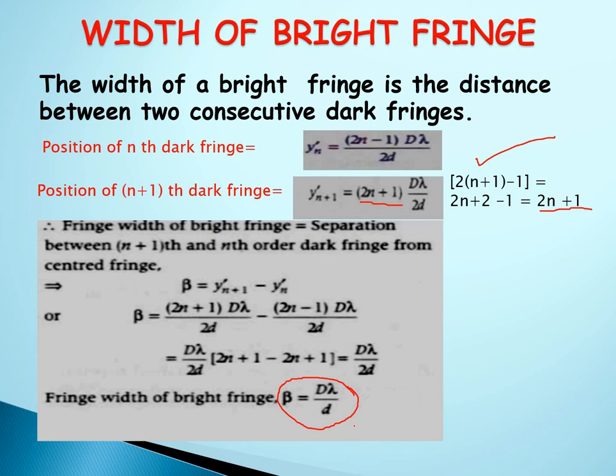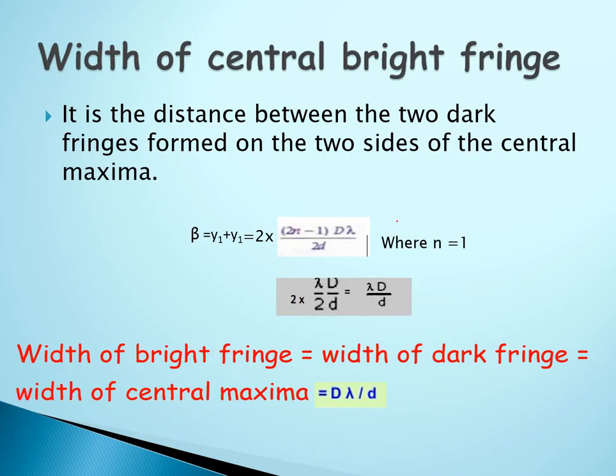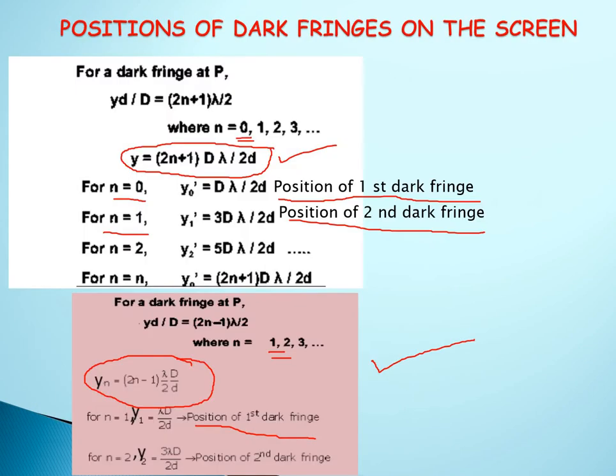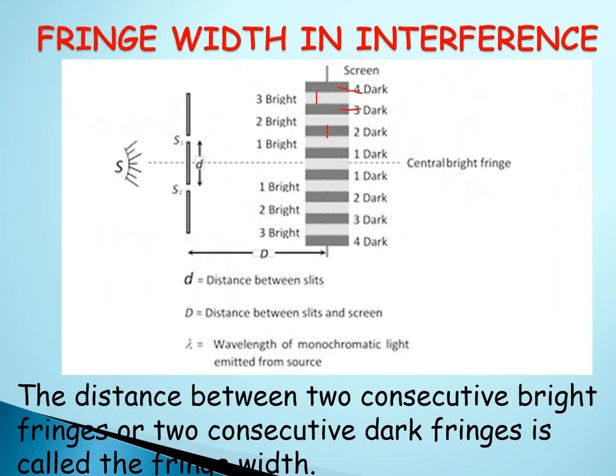So I think it's clear for you. Now we have one more task. We have to find out the width of the central bright fringe. I will go back to that figure. Children, this is the central bright fringe, and this is its width. Where is the central bright fringe lying? It is lying between these 2 dark fringes. One dark fringe is above it and one dark fringe is below it.